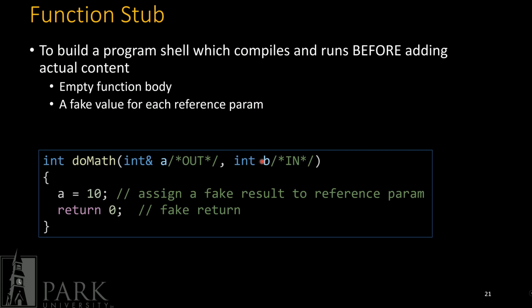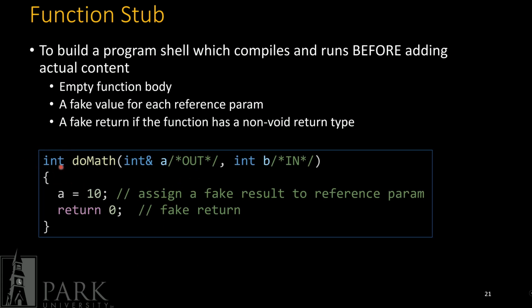So B we're passing in as an in parameter, so we don't need to actually do anything with B because it's input only. But A is a reference parameter and it's expected that we're going to pass something out of it. So we want to actually assign some value to A, so that way we can test it. We can write code that says, okay, am I getting a value out of A? Yep. Okay, good. And then we have a fake return for every function that's not a void return type.